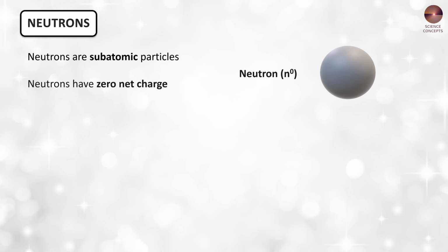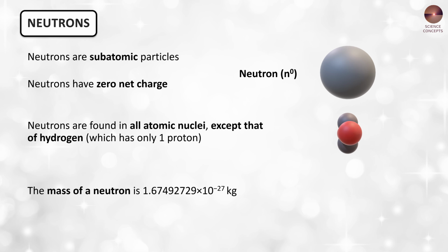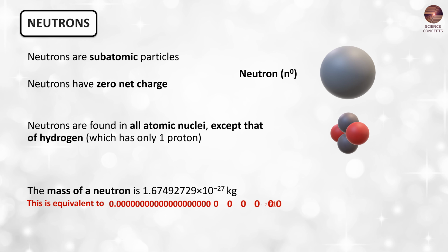Neutrons. Neutrons are also subatomic particles. Neutrons have zero net charge. Neutrons are found in all atomic nuclei except that of hydrogen, which in its most common isotope form has only one proton. The mass of a neutron is 1.675 times 10 to the exponential minus 27 kilograms. Again, this is equivalent to a very small amount of mass.